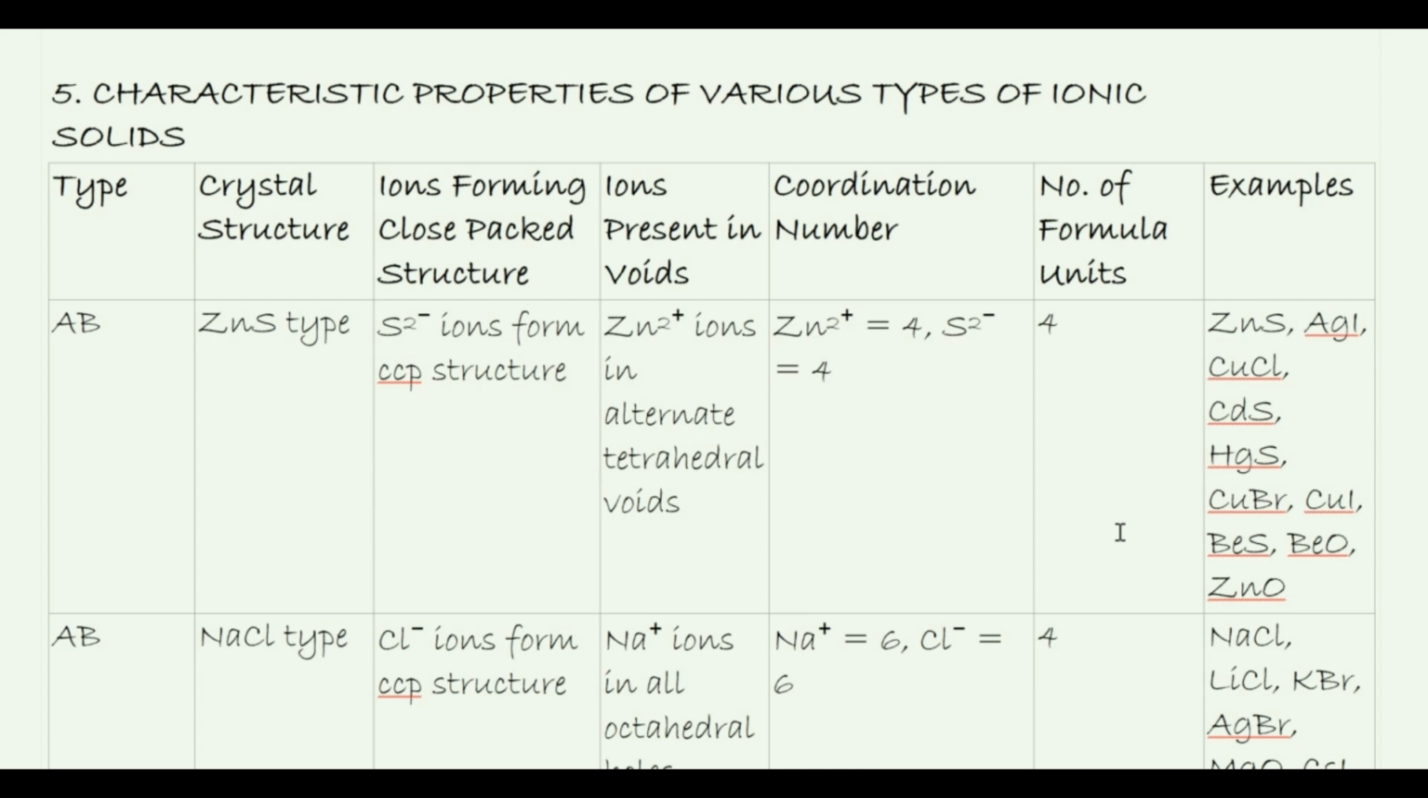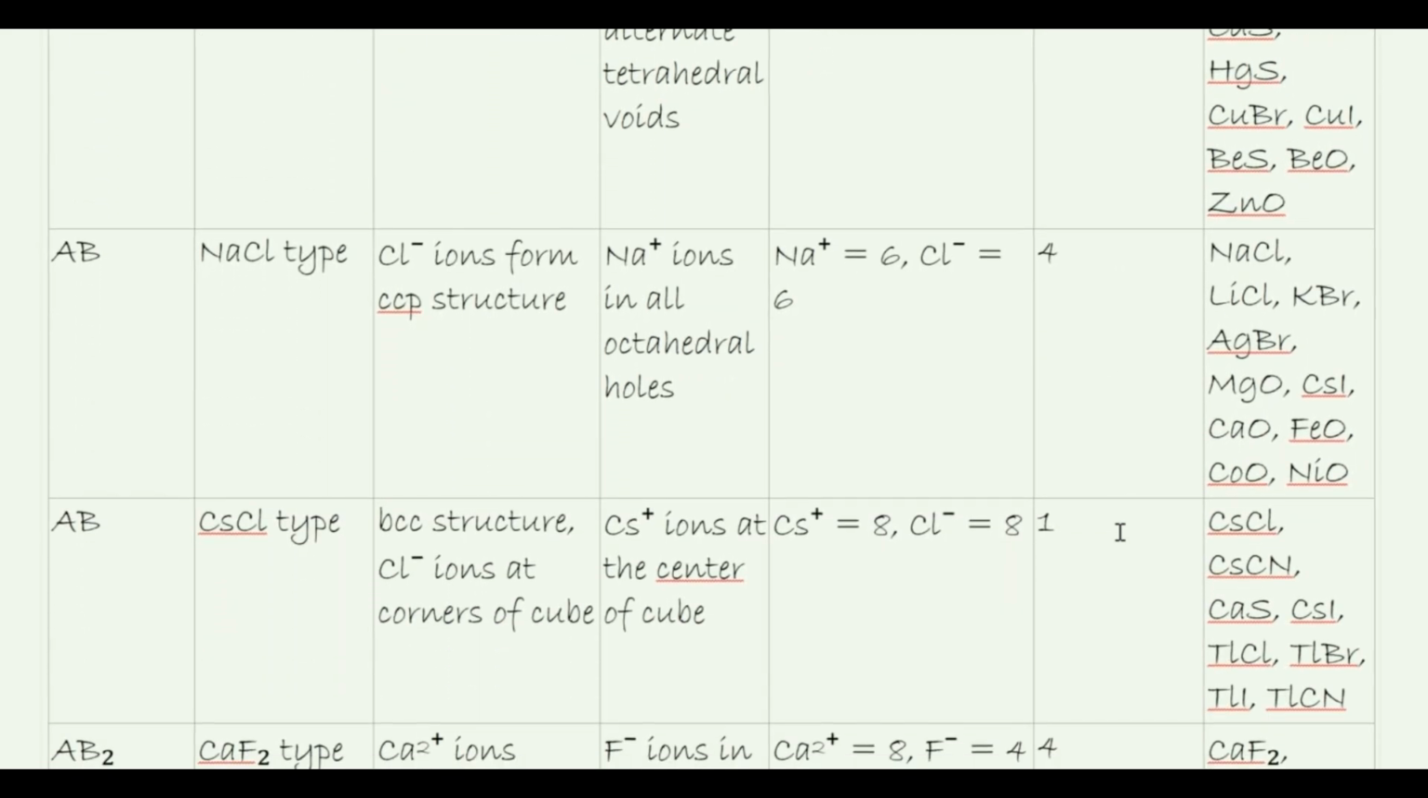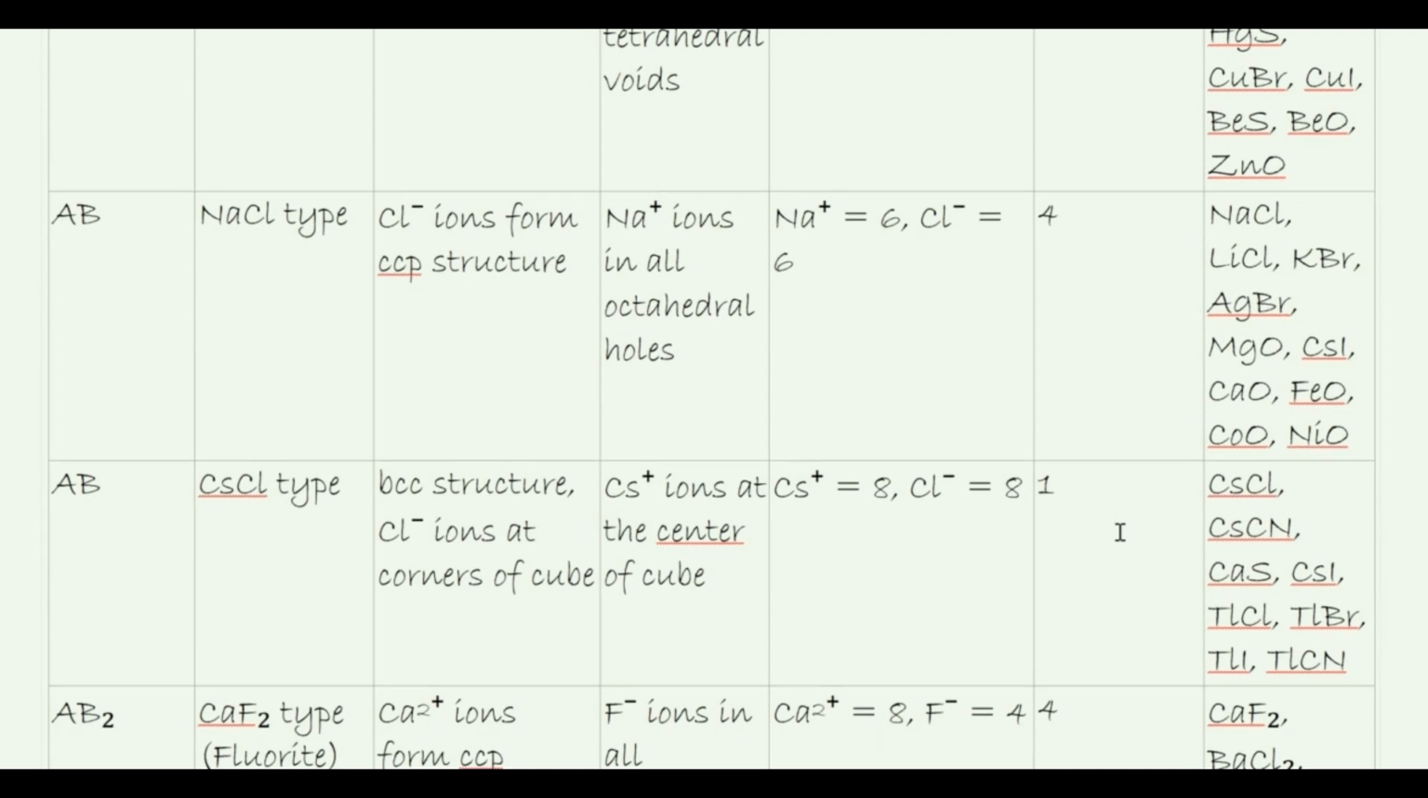Then various types of ionic solids. First one is AB type, zinc sulfide type. Sulfide ions form the CCP structure, cubic close packed, and then ions are present in voids. Which ions? Cations. Cations are present in the alternate tetrahedral voids. And the second type is AB type, NaCl. Again, anions occupy the CCP structure and cations occupy the octahedral voids.